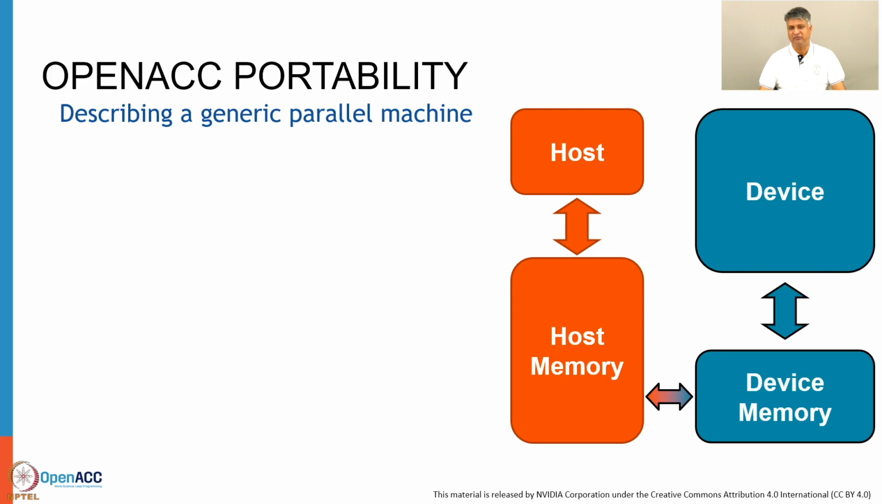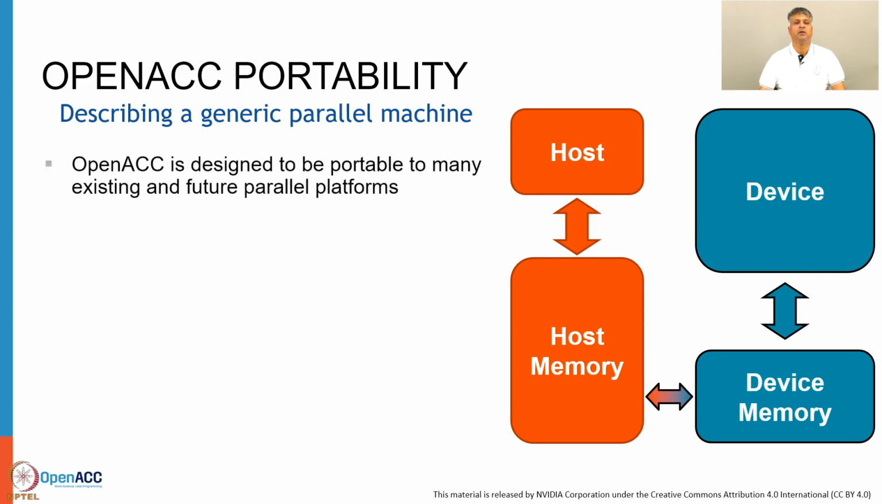So now let us describe a generic parallel machine on which the OpenACC portability is designed. Typically, we have studied this in CUDA. You have a host where the main code runs. The host has its own specific memory, and then you have a device, and the device has its own specific memory. And then you copy and do data transfers between the host and the device memory. This is the most generic way of symbolizing such a parallel machine.